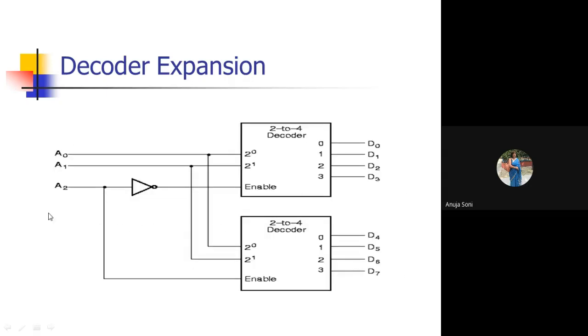Means if its value is 0, then this decoder will be generating the values D0, D1, D2, D3, and when its value is 1, then the lower decoder will be enabled. So this way it will be feasible to obtain all the 8 combinations that we wanted to have initially, corresponding to the 3 to 8 decoder.